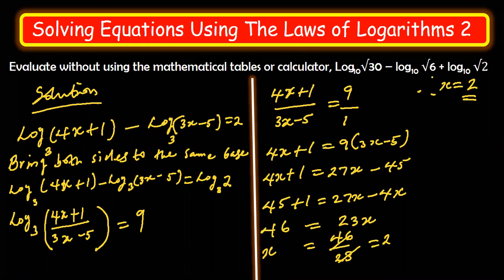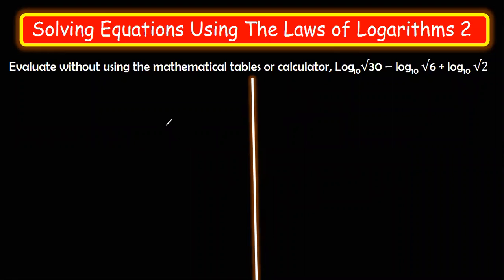Okay, another problem. But I need to clean the screen. So this is another problem. Evaluate without using mathematical tables or calculator: log(√30 - √6 + √2). They are all in base 10. So in this case, you are still going to apply the laws of logarithms so that we can solve this problem successfully. So first thing we need to do, let me just take my pen, which color this time now. Okay, let me try this one.